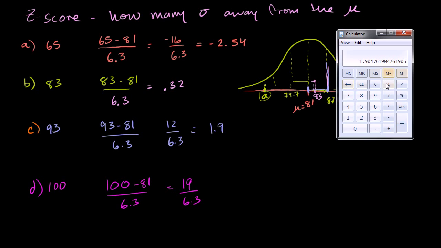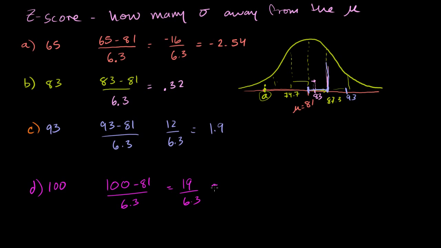And in the next problem, we'll see what that implies in terms of the probability of that actually occurring. But if we just want to figure out the z-score, 19 divided by 6.3 is equal to 3.01. So it's very close, 3.02 really, if I were to round. Its z-score is 3.02, or a grade of 100 is 3.02 standard deviations above the mean.